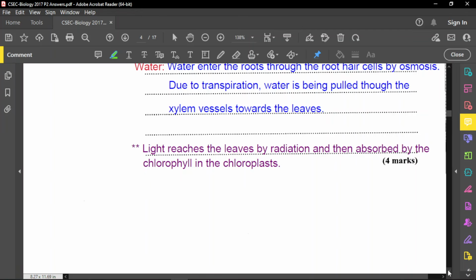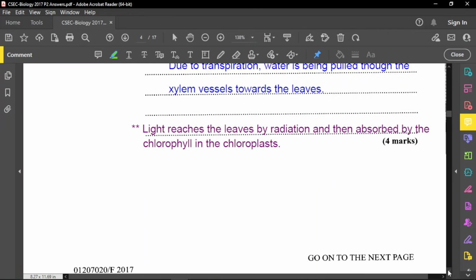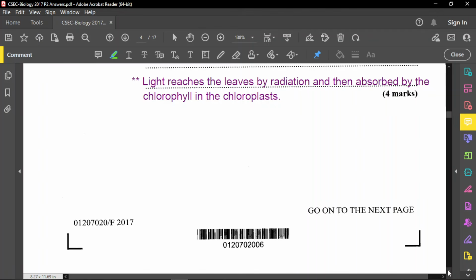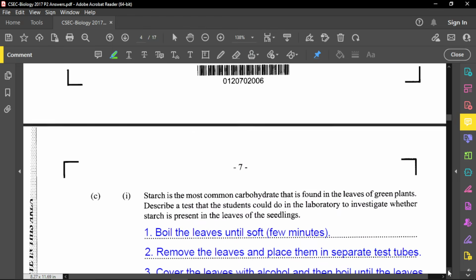And notice I put light here as a point to just explain light. And so light will reach the leaves by radiation and then be absorbed by the chlorophyll in the chloroplast. All right, but again, light is just a source of energy needed to split water molecules, so the hydrogen ions are available to react with carbon dioxide. All right, so that's the purpose of light within the leaf.